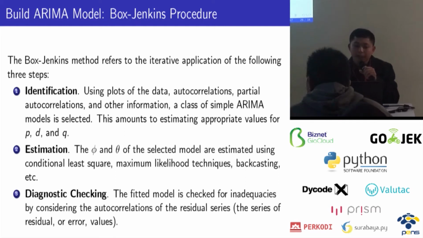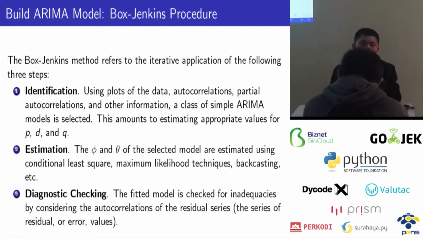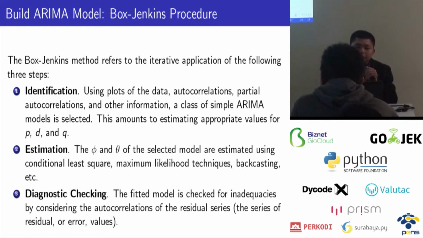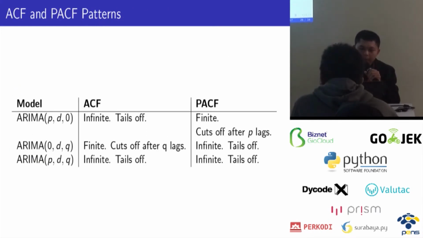After we identify the order of the model, we do parameter estimation. We estimate these parameters using several techniques like maximum likelihood estimation or conditional least squares. After we estimate our parameters, we do diagnostic checking, because the ARIMA model has strict assumptions, so we have to check if the model satisfies the assumptions. This is how we determine the ARIMA model.